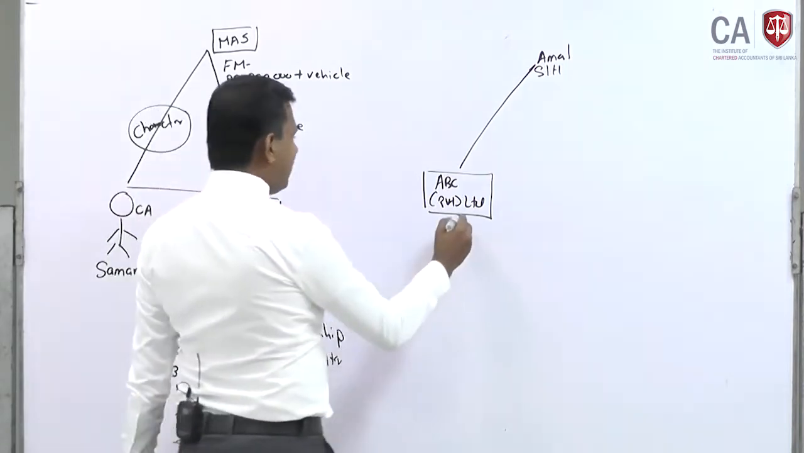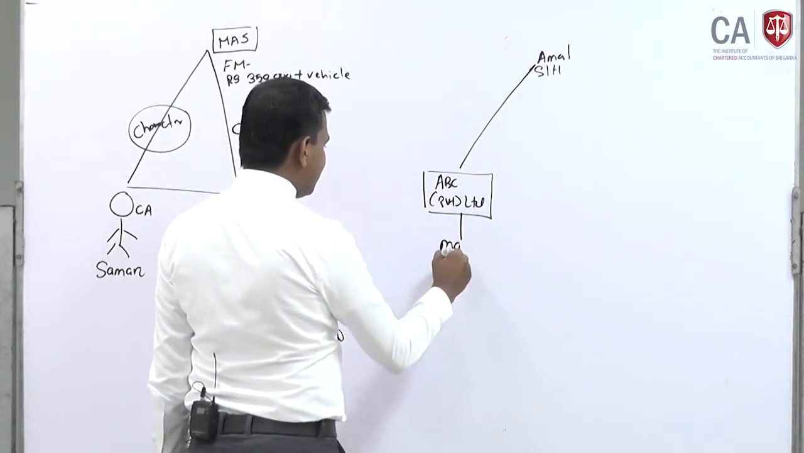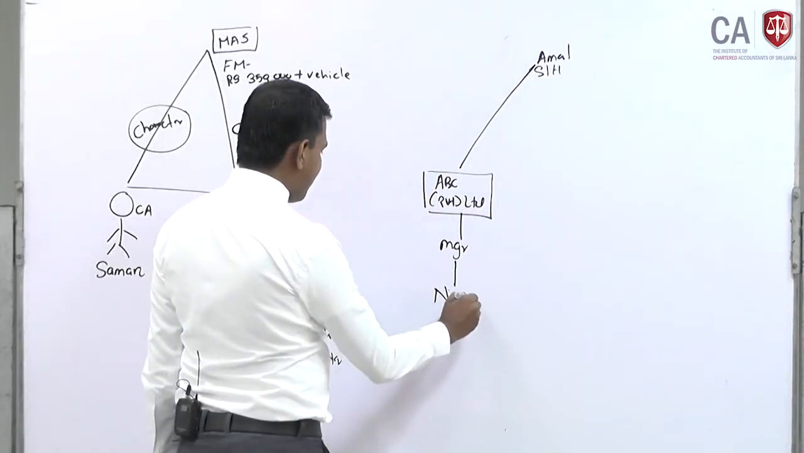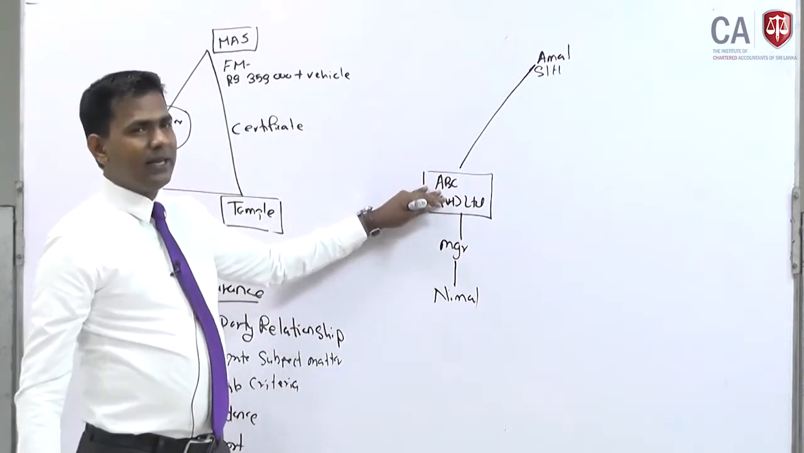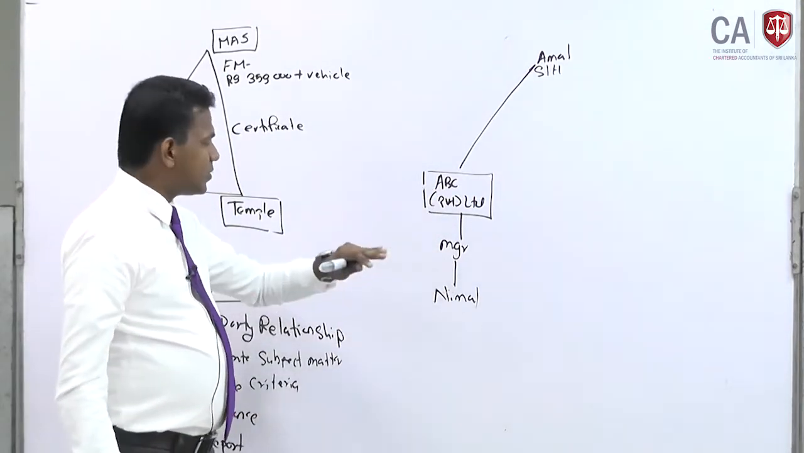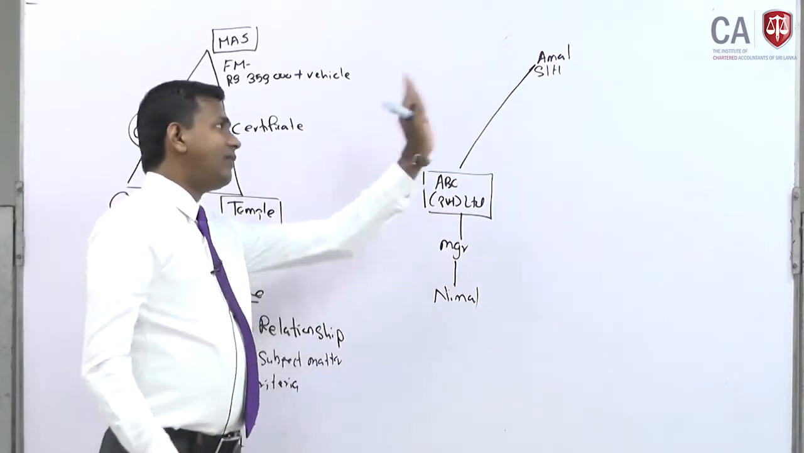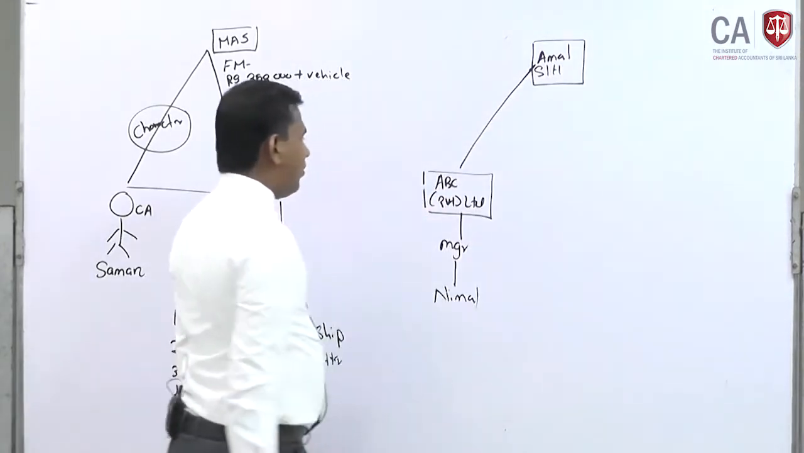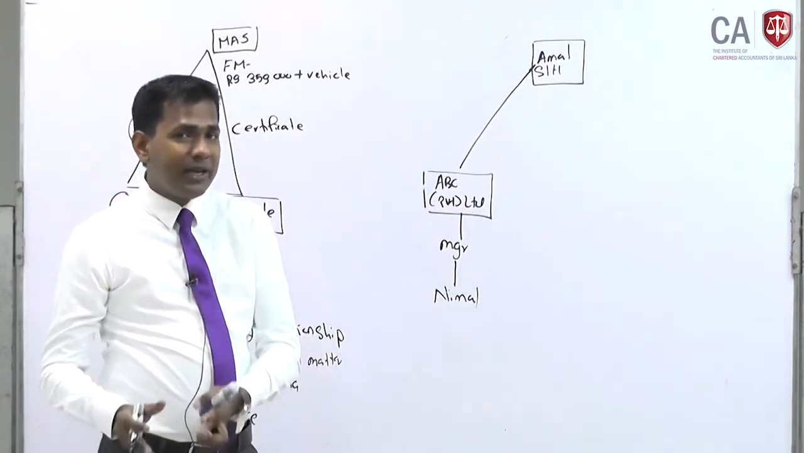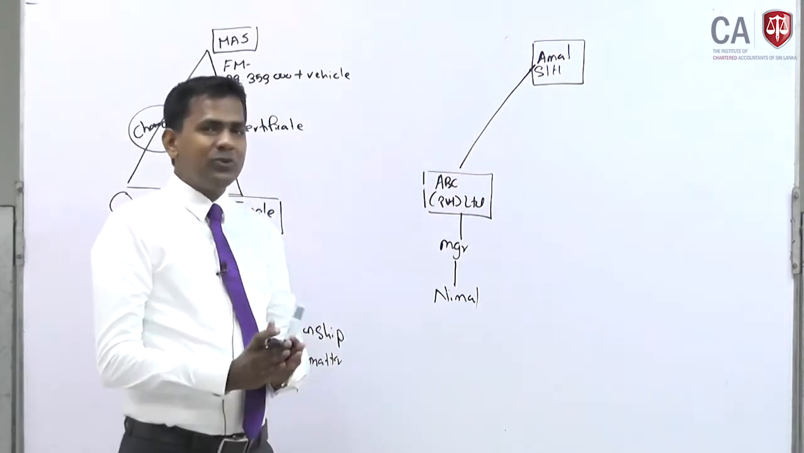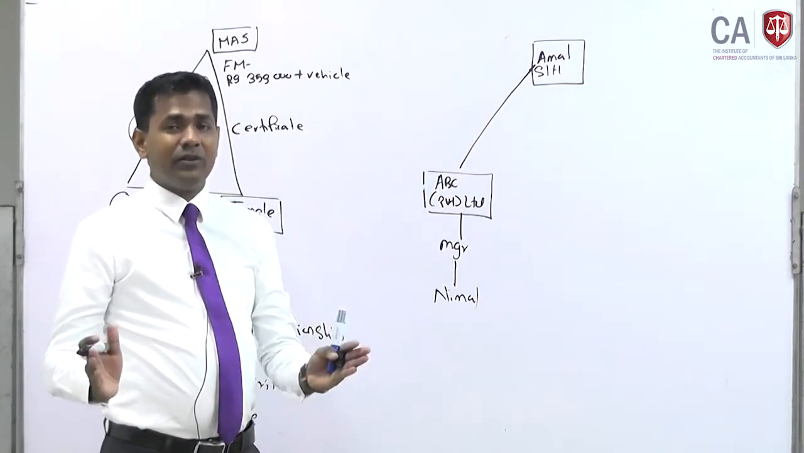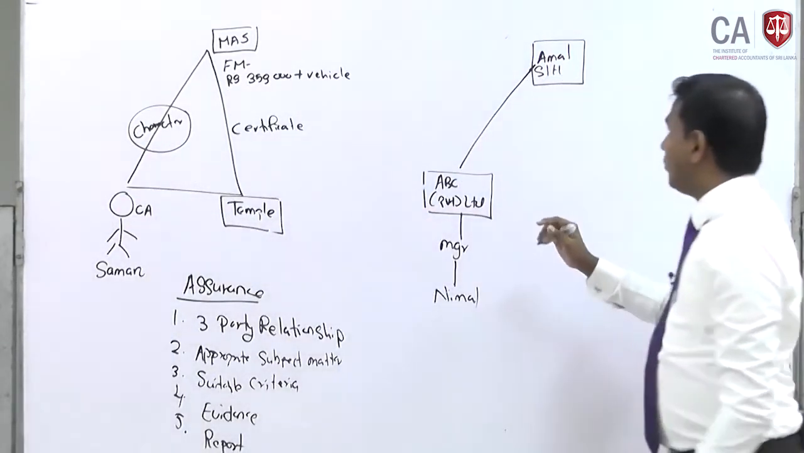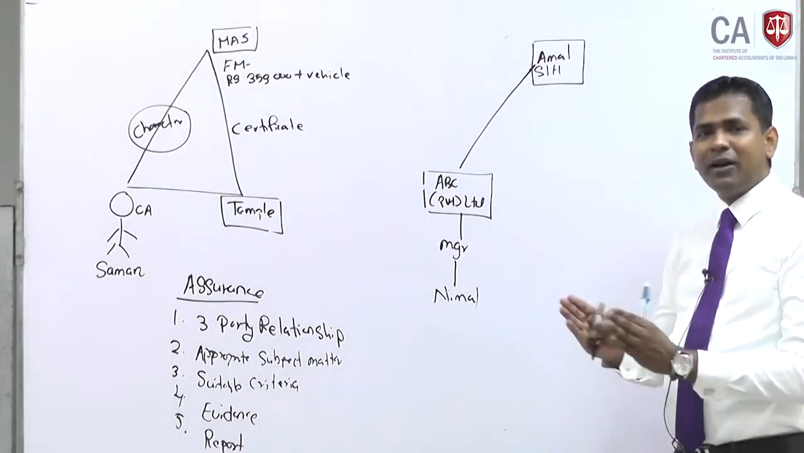So ABC Private Limited has a manager conducting the business activities called Nimal. Right? So in ABC Private Limited, there is a director or a manager who is conducting the business activities on behalf of Amal. Amal is the shareholder. ABC Private Limited is the company incorporated, and Amal and the company are two different entities, or two different persons, according to the business entity concept.